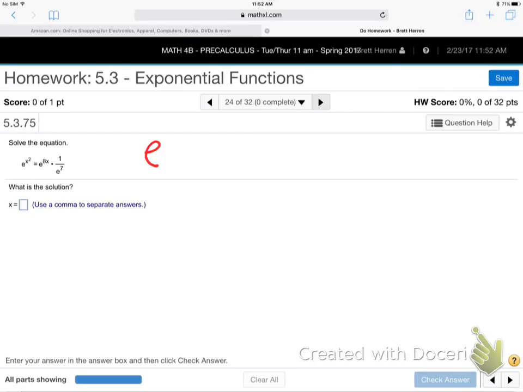All right. So the next one: e to the x squared equals, what is that, e to the 8x? Yeah. e to the 8x times 1 over e to the 7. So we don't care that it's e, whatever. Just make the bases the same and then set the powers equal. So you've got to do something with that 1 over e to the 7th, right? And you've got to make that right side become just one e eventually. So see if you remember the power rules from algebra about all that.